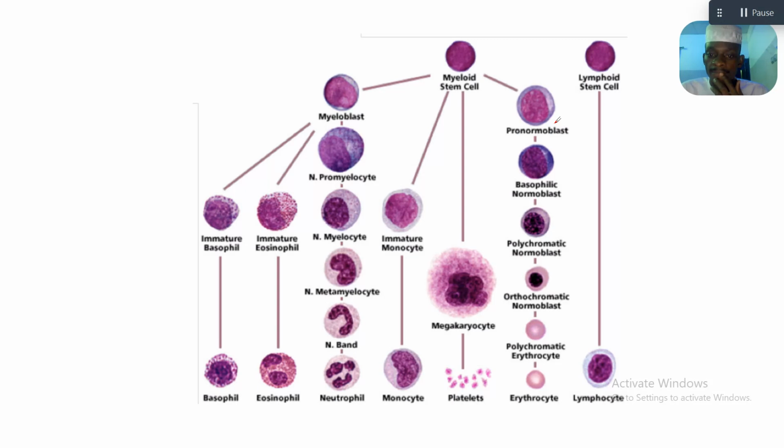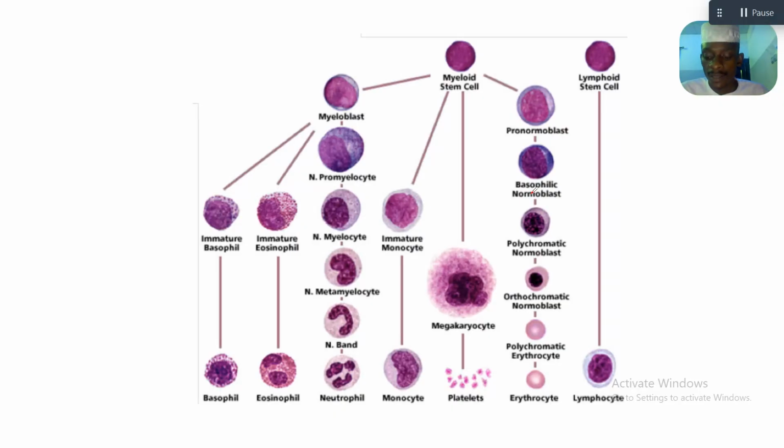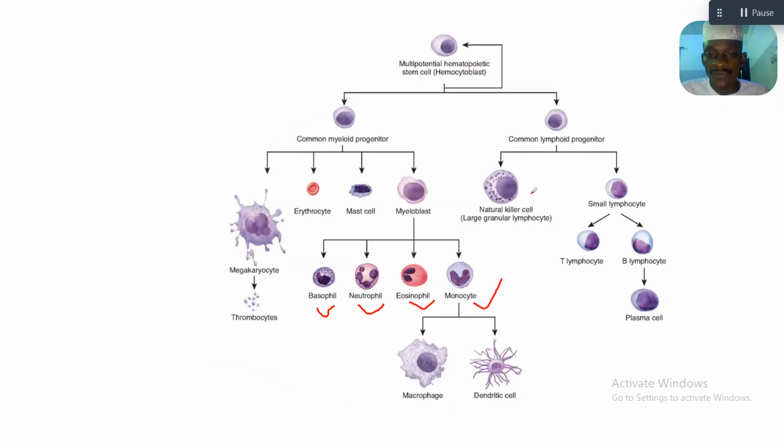This is another image showing the differentiation and production of blood, but the most comprehensive image in this note is this one. It shows a very comprehensive step-by-step formation of blood cells. So with that we are done with our brief lecture on hematopoiesis.